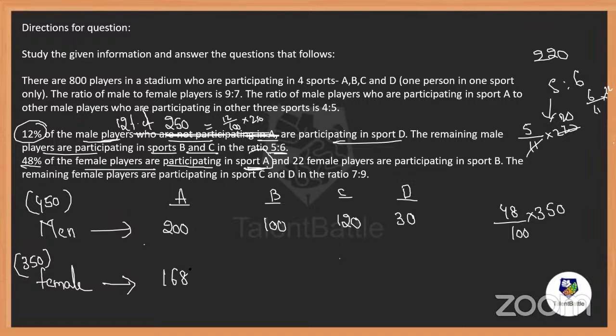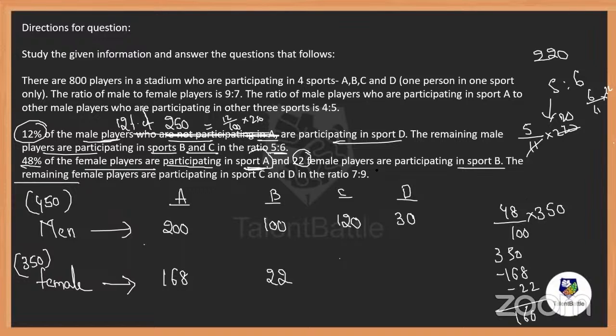168. So 168 people participated in sport A and 22 females participated in sport B. This is also given, 22. So remaining will be how many? Female total 350. 168 are in sport A and 22 are in B. So if I remove that, remaining will be how much? That is divided in the form of 7:9. So first we will find out the remaining, which is 160.